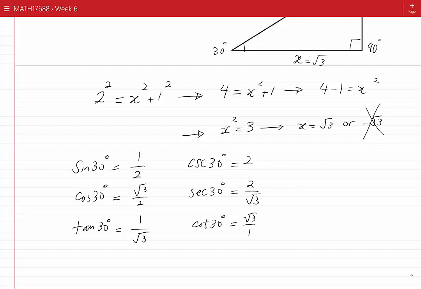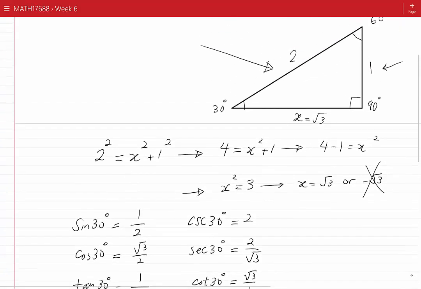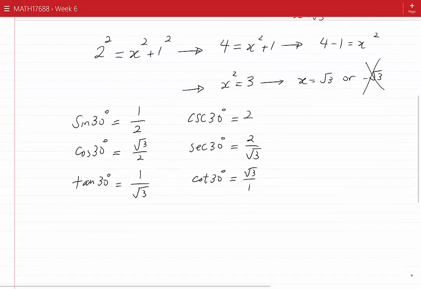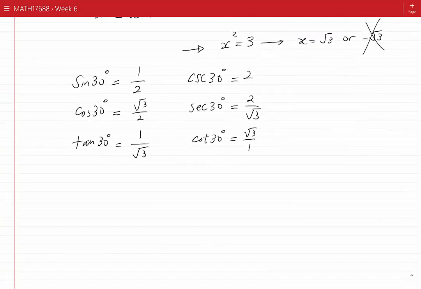Now let's look at the triangle again. So here is the triangle that I have. If this is 1, the hypotenuse is 2, the other side is root 3. The angle facing 1 would be 30 degrees, and the angle facing root 3 is 60 degrees. Now let's write down the trig ratios for 60 degrees from this triangle.